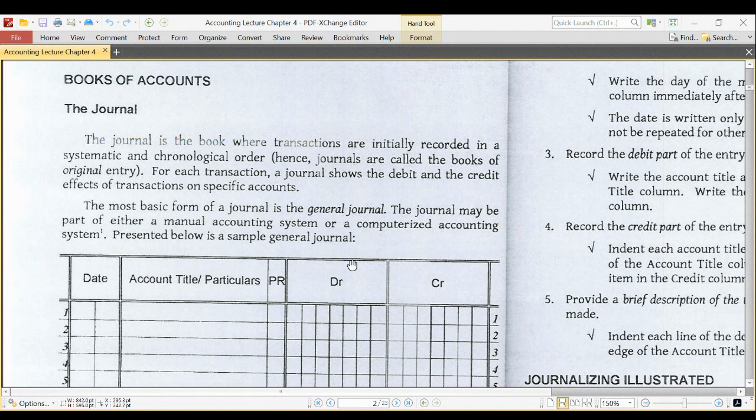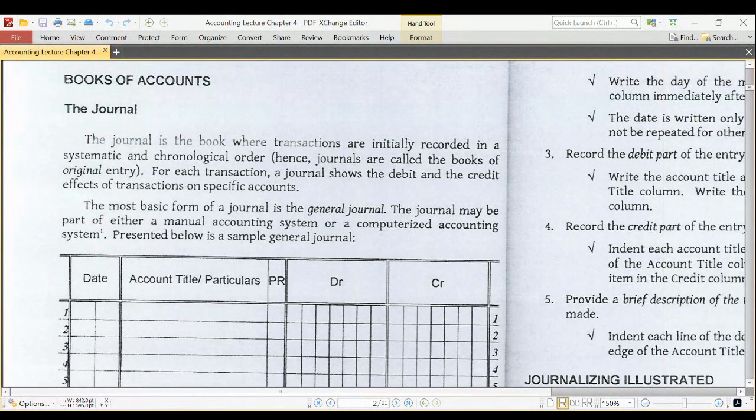Lahat ng transactions, nominal accounts man ang affected, or yung mga real accounts man, mga assets natin and liabilities, isang journal lang. Ibig sabihin, lahat ng transactions, regardless of the accounts affected, sa isang journal lang nililista yung journal entries. Yan yung general journal.